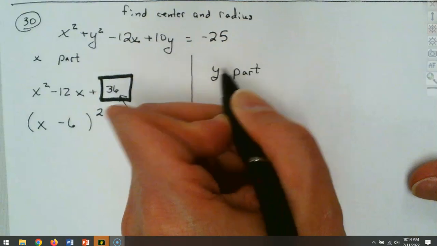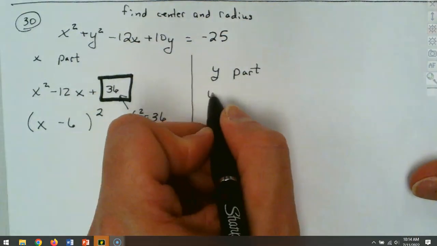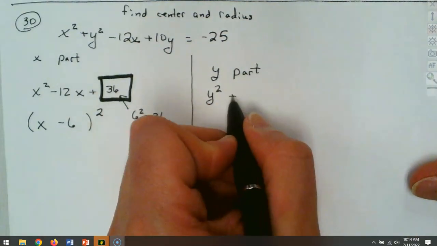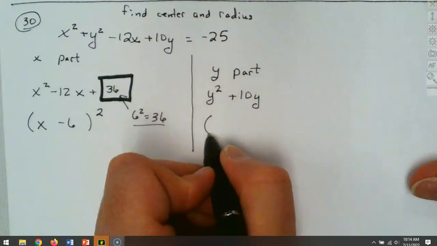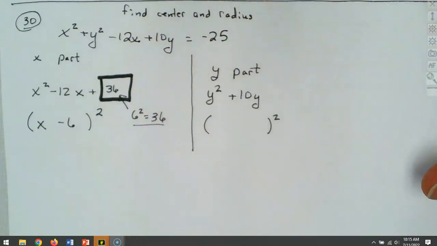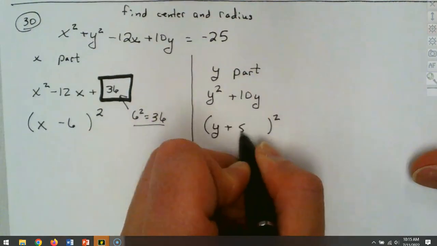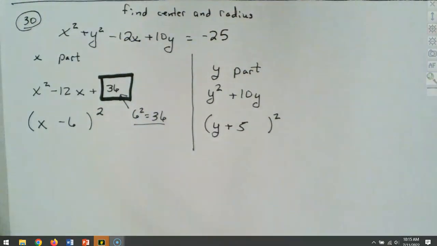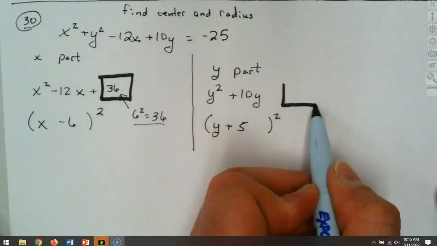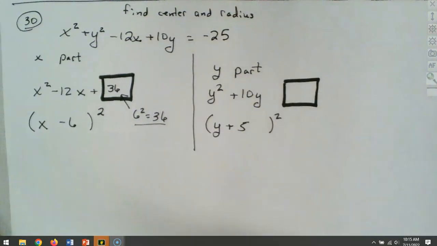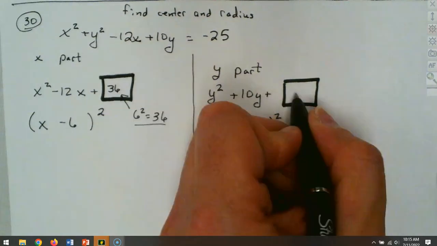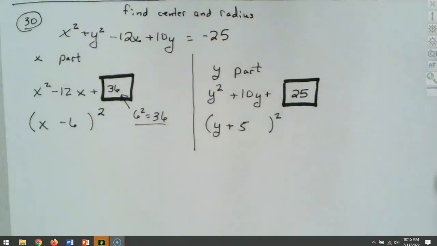Now we repeat the process with the y part. For the y part, we have y squared plus 10y. So can someone tell me what comes down? Okay, y plus 5. And then what's going to go in the box over here? Yep, 25, because that's 5 squared, that's 25. Now, rewrite it, and we're almost done.